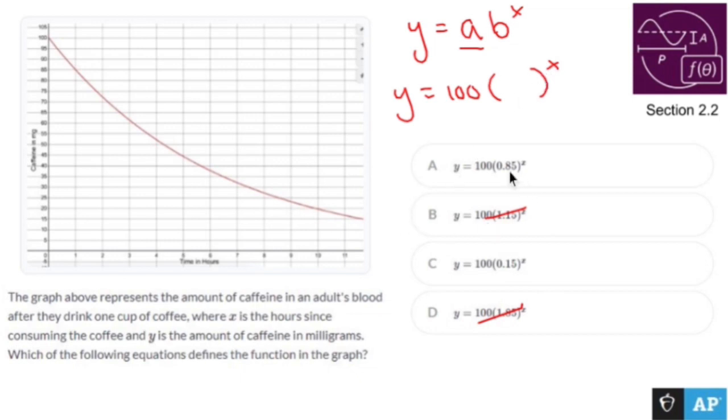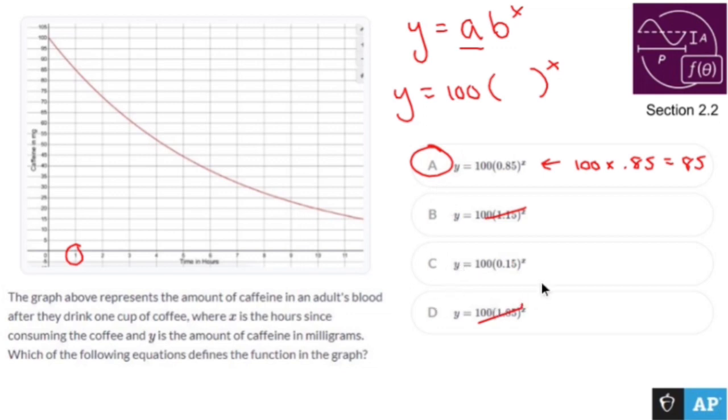Now, I have to choose between 0.85 and 1.5. So if I were to plug in 1 into choice A, I would get 100 times 0.85 to the first, or 100 times 0.85, which is going to be 85. So let's see what happens when I go to 1. Seems to match up with 85. So, yep, you're my guy.